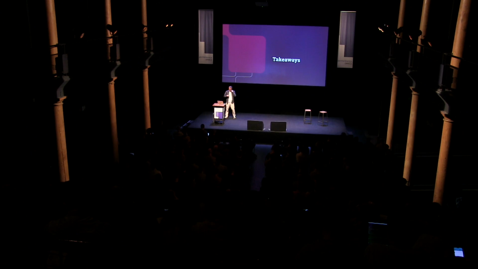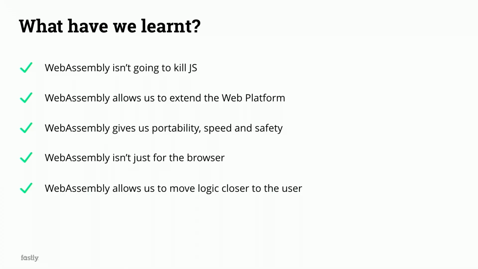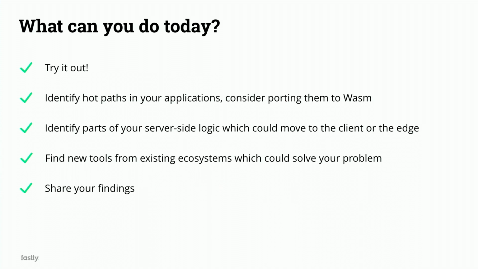So let's just recap before Tim kicks me off the stage. Here are some takeaways from all of this. Hopefully you may have learned from this talk that WebAssembly isn't going to kill JS. It's just here to augment certain bits of the web platform. It allows us to extend the web platform using solutions that have been battle-hardened across multiple languages. We're no longer going to have that single ecosystem, which is amazing. And it's not just for the browser. We can run it on the edge. We can run it on the server. It is the new portability. And it allows us to move this logic as close as possible to where the user needs it.